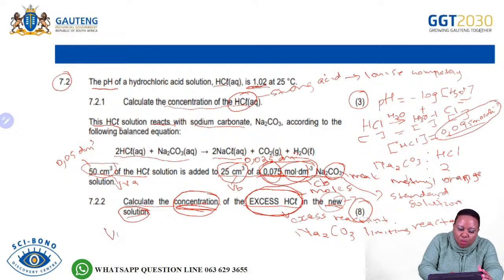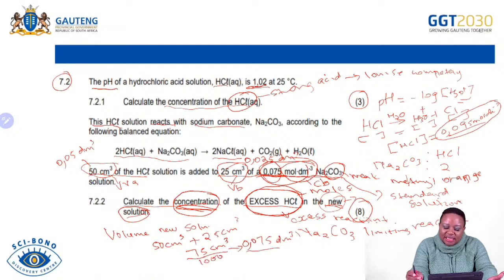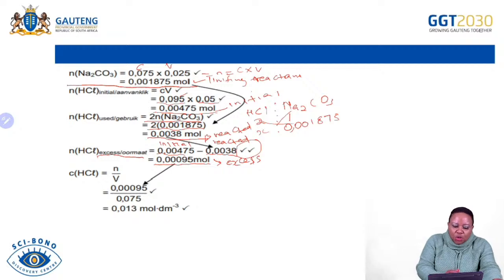So for us to find the volume of the new solution, which is very important, we are going to add the volume of HCl with the volume of sodium carbonate. When you add 50 plus 25, it gives us 75 cubic centimeters. Then we know that we are dealing with cubic centimeters of added hydrochloric acid and sodium carbonate. As you look at this, you will see that this is the number of moles of hydrochloric acid that are in excess. I think you need to indicate that.